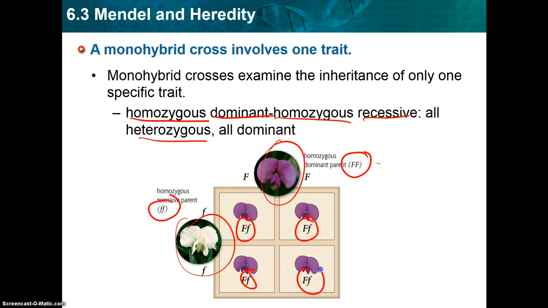So this is like what Mendel did in his experiment. His parent generation was homozygous dominant and homozygous recessive, and the F1 generation was all heterozygous.